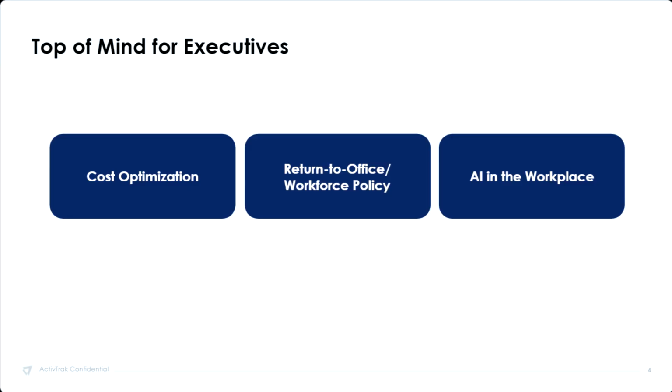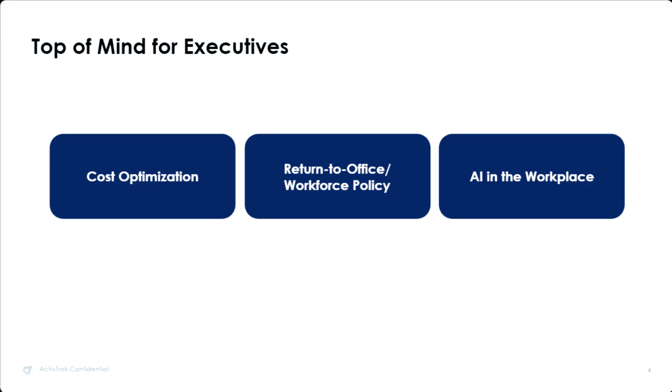So 3 top of mind topics for our executives today. One is cost optimization. In light of macroeconomic circumstances, I've had a lot of customers approach me in recent weeks and say, hey, our use cases right now are generally focused on A, B, and C, but really I need to have a better, bigger, aggregated level view on where I have cost optimization opportunities. And so we'll talk about how you can leverage ActivTrak to do that.